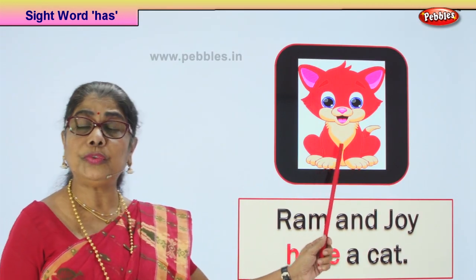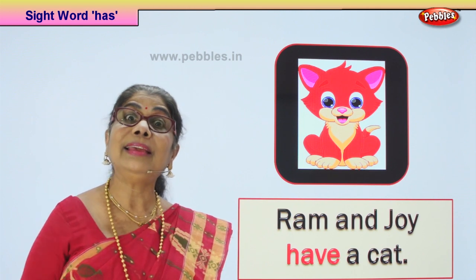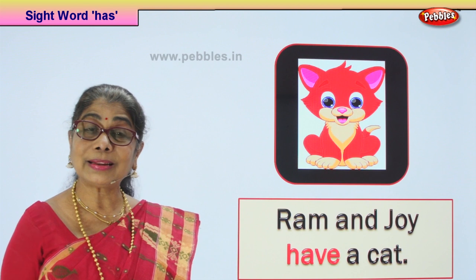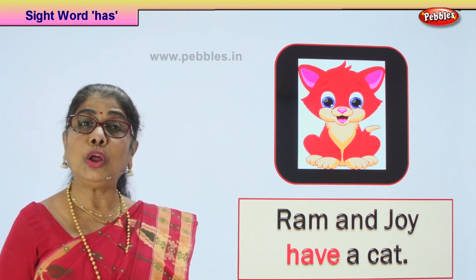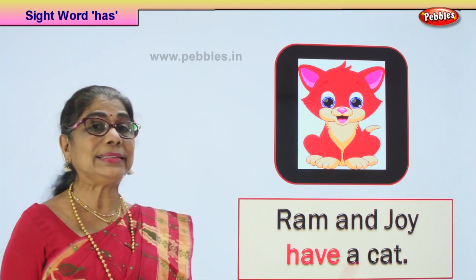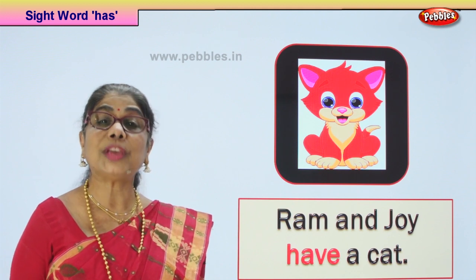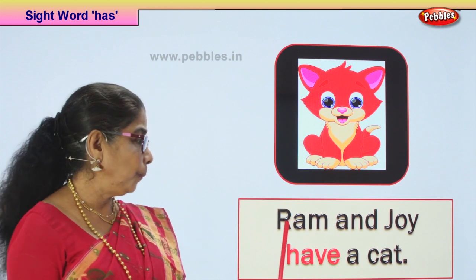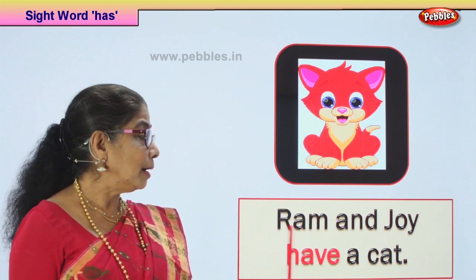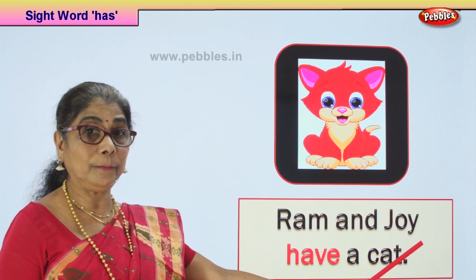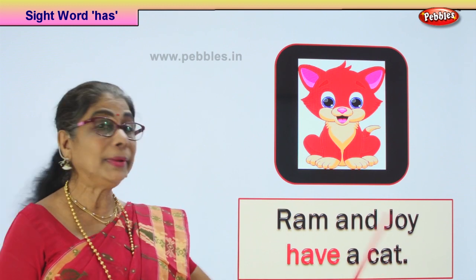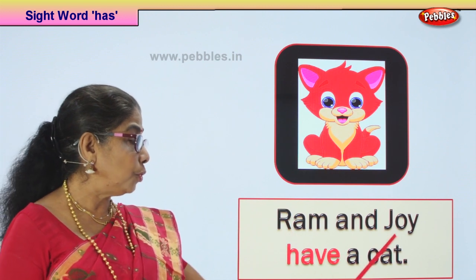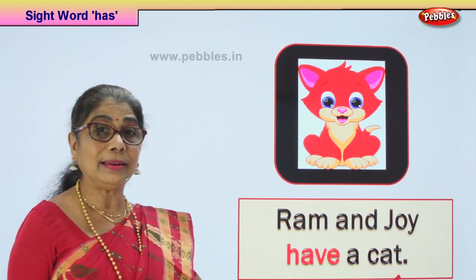We have a beautiful picture of, you tell me, cat. Good. It's a cat. And let's see, the cat belongs to who? Now we are going to read a sentence which has the sight word have. Now, Ram and Joy. Okay, Ram and Joy, they found a little cat. Okay, so Ram and Joy have a cat.